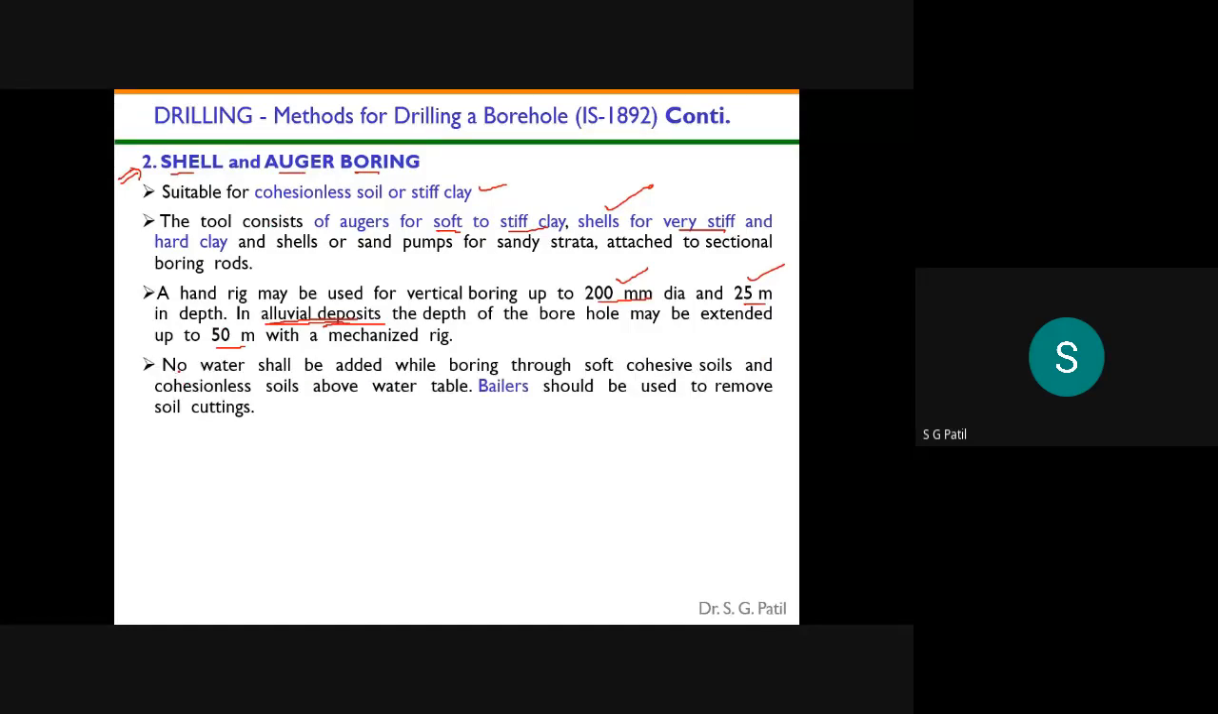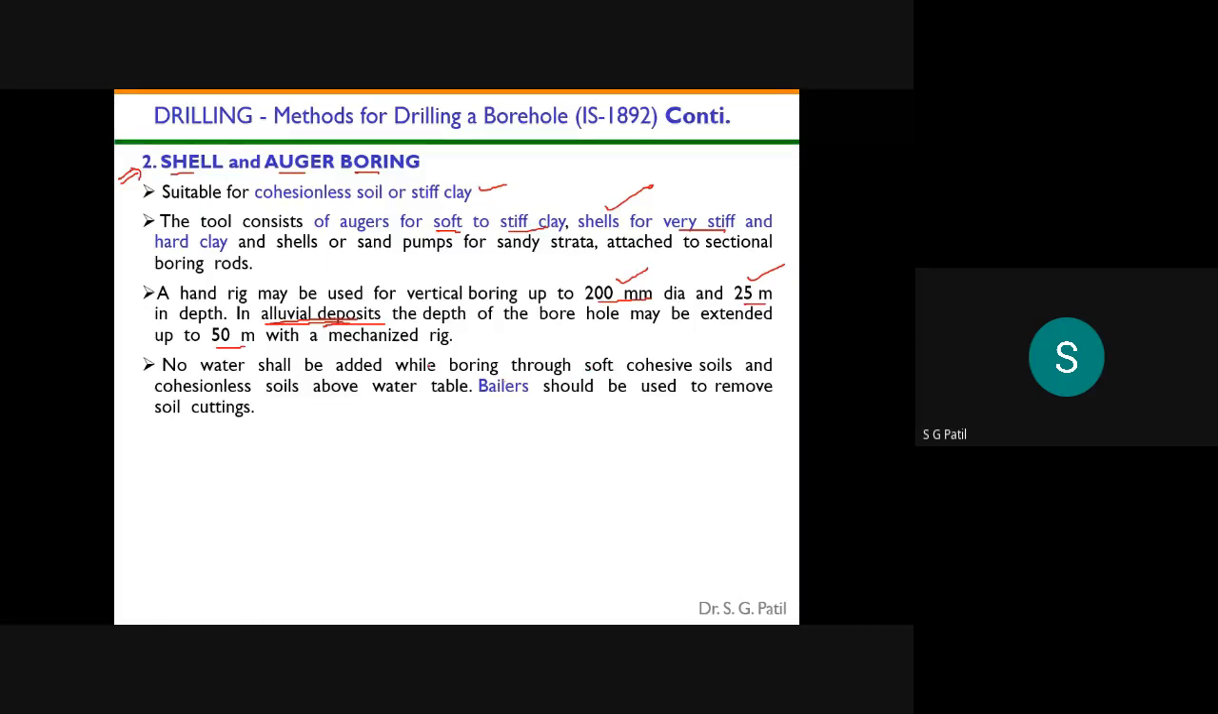The next point is no water shall be added while boring through the soft cohesionless soil. You should not add any water, because the quicksand condition may occur. What quicksand condition is, you would have studied in your previous semester. In the quicksand condition, all the shear strength of the sand will be lost and it will behave like water. That kind of situation may arise.